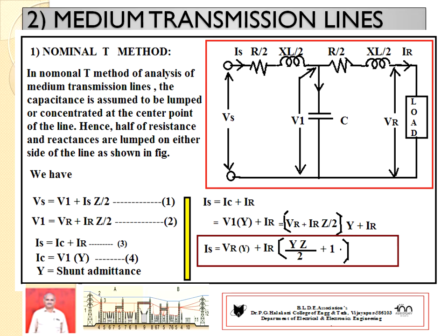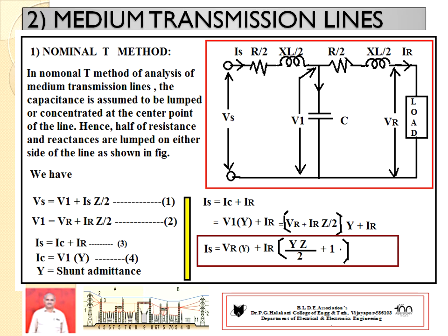And sending end current is the vector sum of capacitance current plus receiving end current, and capacitance current IC equal to V1 into Y. Y is the shunt admittance. You develop these four expressions. Start by considering Is. Is equal to IC plus IR, vector quantities. So IC equal to V1 into Y, so V1 into Y plus IR.